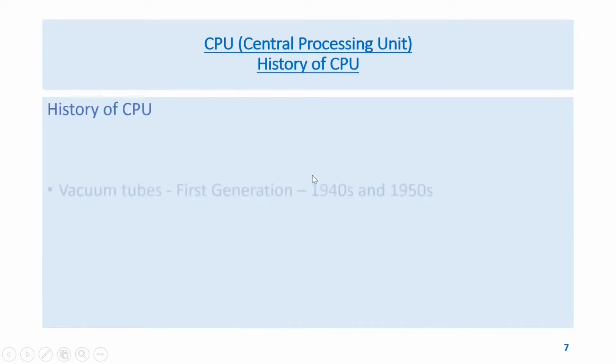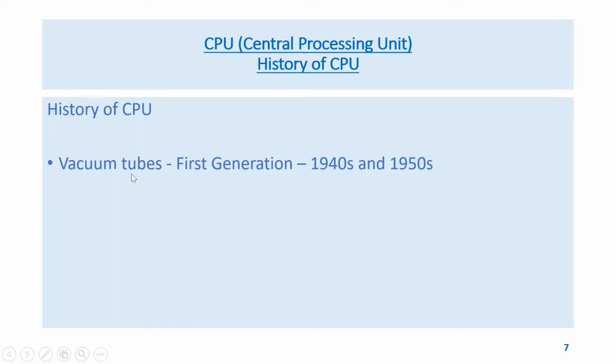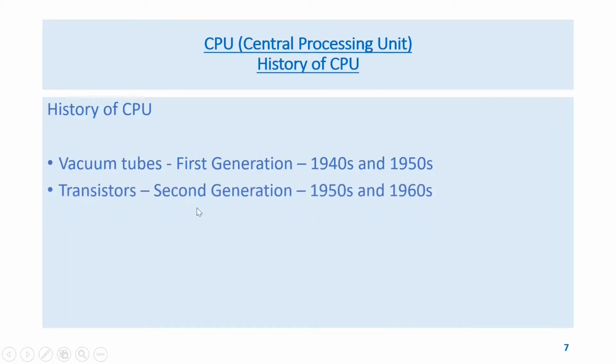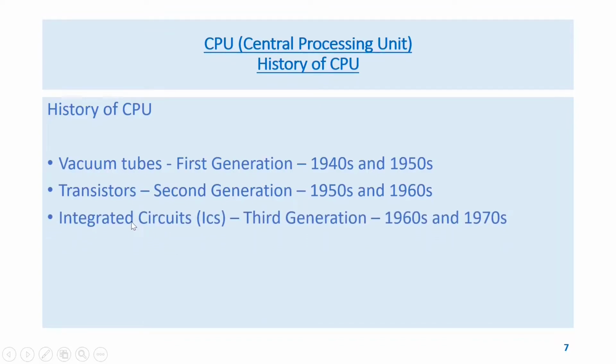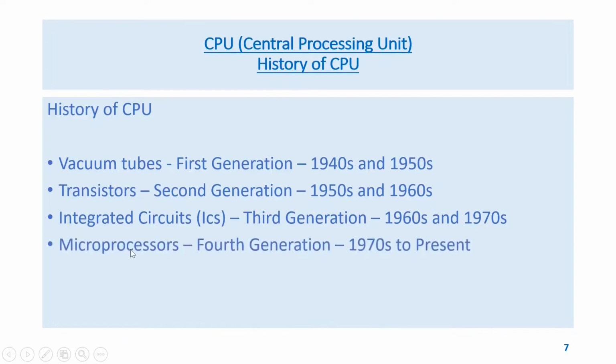History of CPU. Vacuum tubes is the first generation, in the years 1940s and 1950s. Next is transistors, the second generation, in the years 1950s and 1960s. Next is integrated circuits, ICs, the third generation, in the 1960s and 1970s. Next is microprocessors, the fourth generation, from the 1970s to the present time.